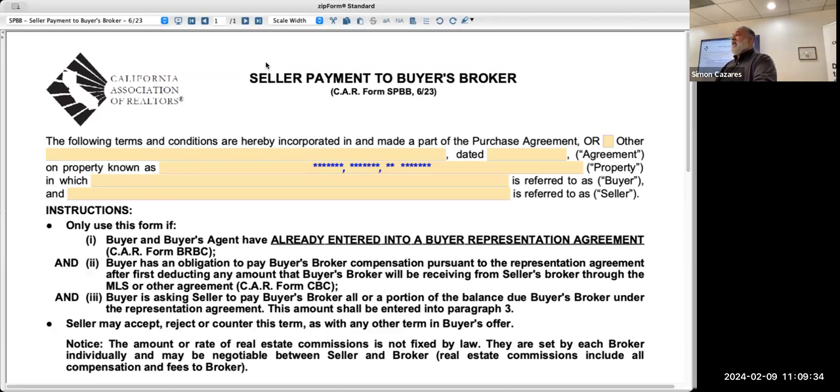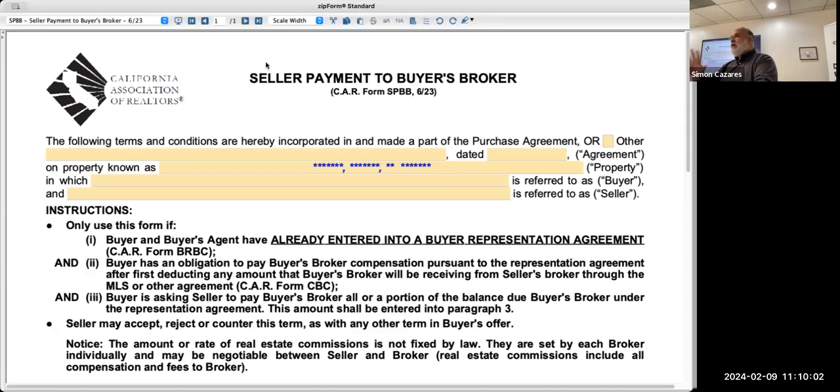And I've seen this happen where the agent says, hey, we submitted an offer, but the offer we submitted was with a compensation of 3%. But then when we looked at the MLS and we got the escrow instructions, now they're saying it's only 2.5%. I went back to the MLS and I saw, holy crap, it's 2.5. I could have sworn that it was 3%. That's why, one, you want to get a copy.